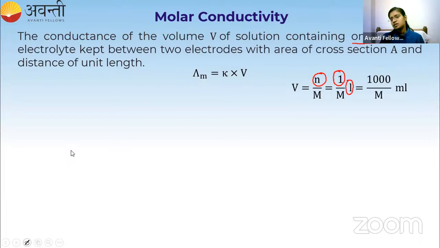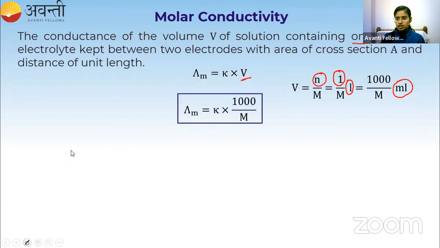L denotes the liter. So if I want to convert liter to milliliter, then I have to put 1000 there. So V is equal to 1000 divided by M. So in place of V, substitute 1000 by M. If you substitute, you will get this equation for molar conductivity, which is kappa into 1000 by M. A very important formula. And the unit of molar conductivity is Siemens centimeter square per mole. Got it? So the definition for molar conductivity and the formula for molar conductivity, both are very important.